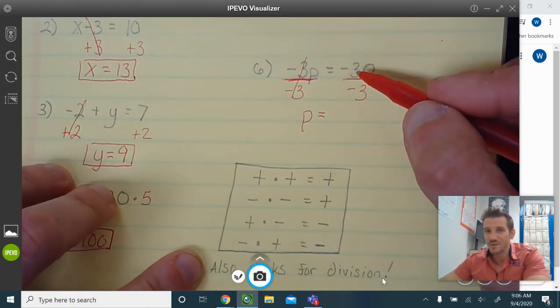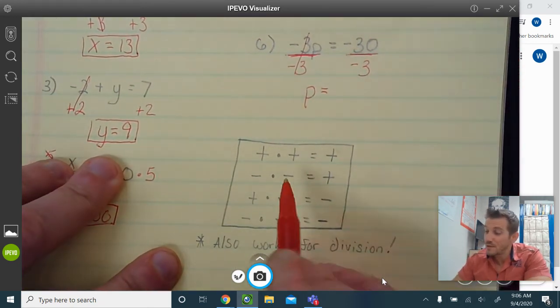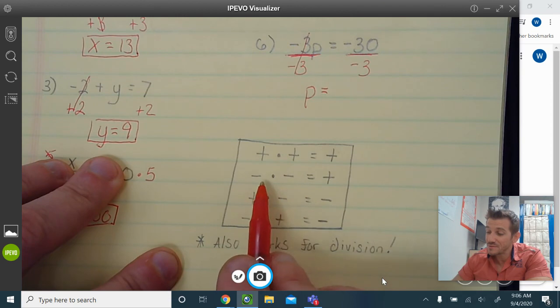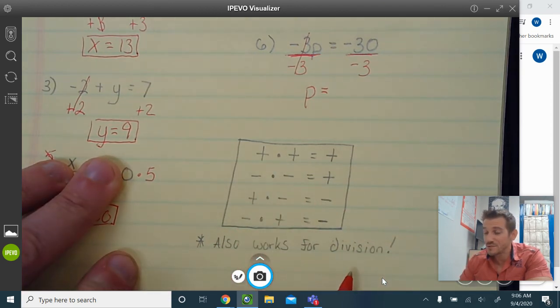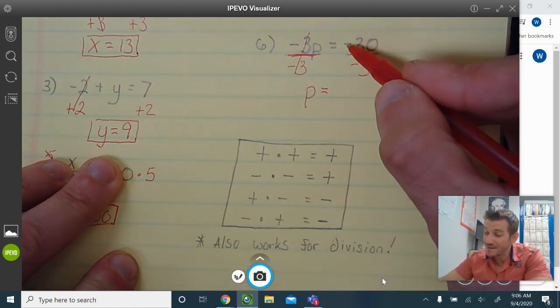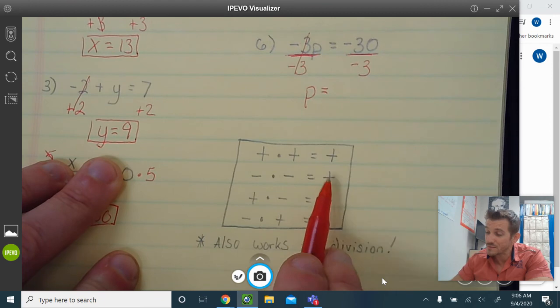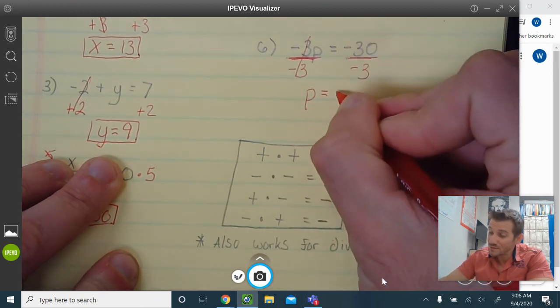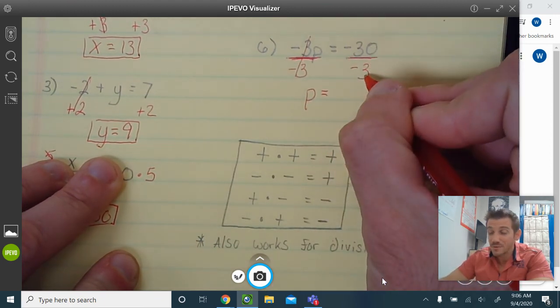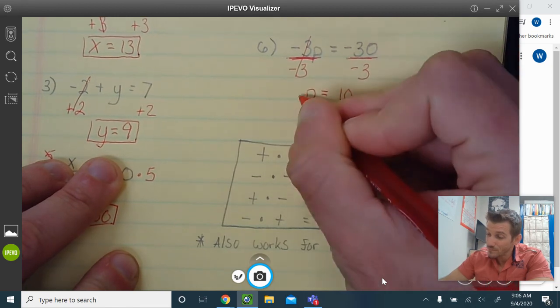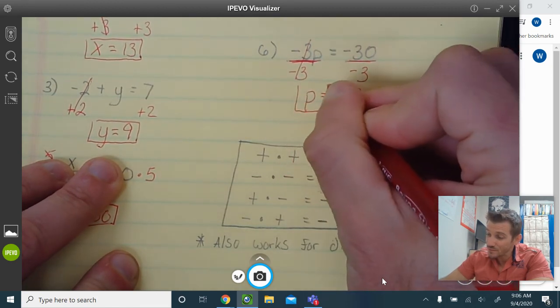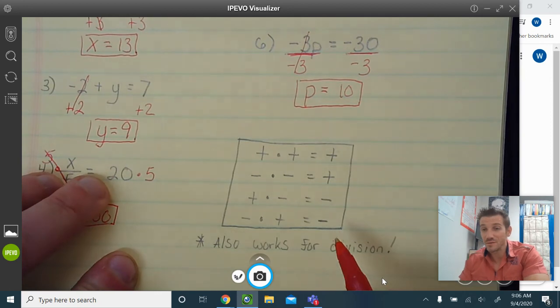And in case you forgot, I wrote a little cheat sheet for you here. Positive times positive, all these little shortcuts for multiplication actually also work for division. So in this case, a negative divided by a negative is positive. So positive 30 divided by 3 is 10. Now it's definitely a little tricky. We'll get more comfortable with these as we continue on.